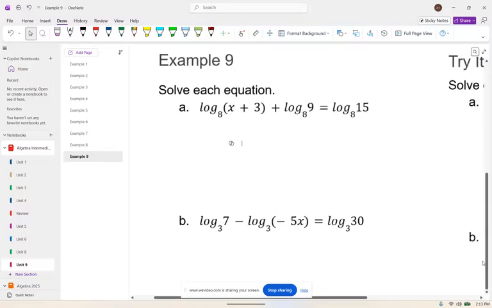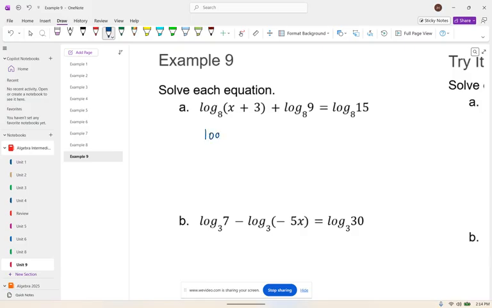All right, guys, in example 11, we're going to be solving a couple more equations. This time we're going to be looking at the product property and the quotient property of logarithms. So when I see two logarithms with the same base that are added to each other, I can think about that as being the product of the two things that are up top.